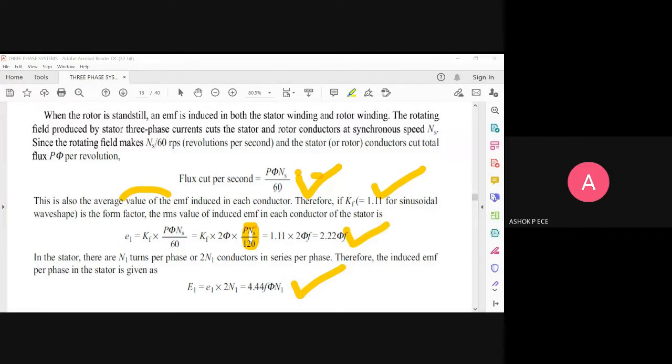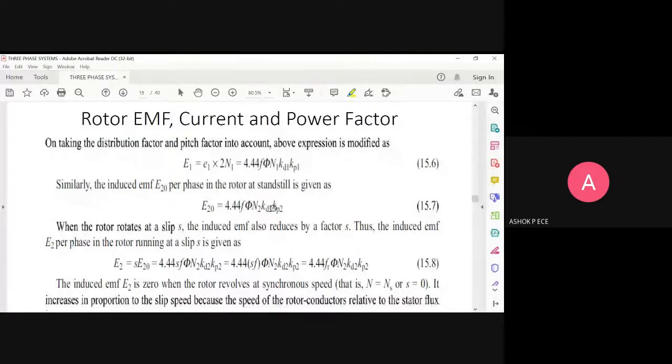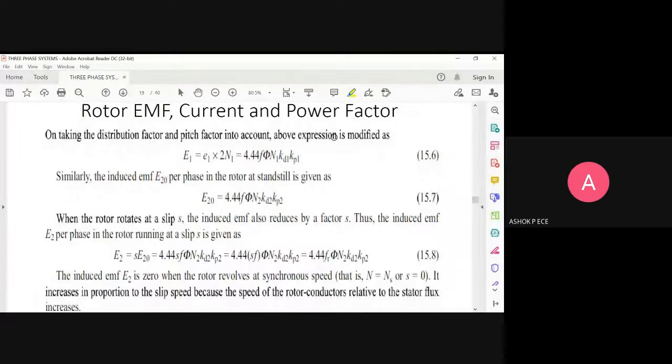Everything is per phase. We are doing it only for per phase. If you want to find the total, you have to multiply the final answer by 3 for all the 3 phases. So everything is per phase here. Please understand that clearly. And if you are going to consider the pitch and distribution factor, multiply the answer by KD1 and KP1, because I am considering the stator. Stator means I told you the suffix is going to be 1.